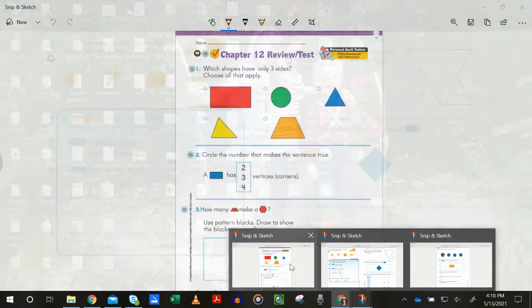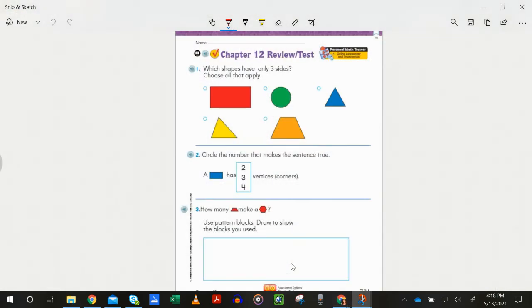On number 1, it says, which shapes have only 3 sides? Choose all that apply. So fill in the bubble next to the shapes that have only 3 sides. Remember, you can pause the video anytime you need extra time.